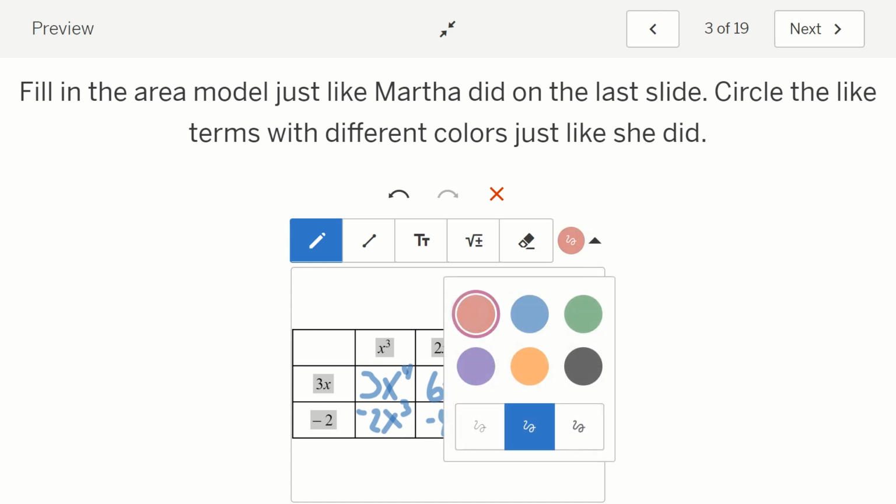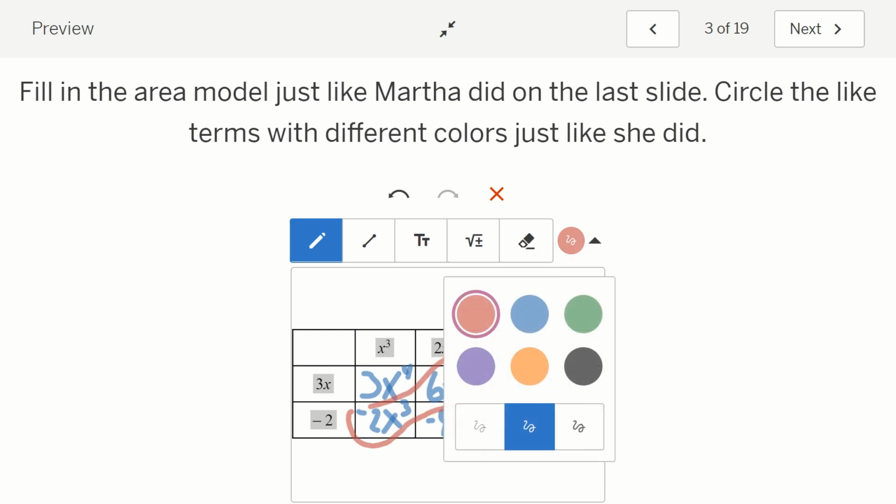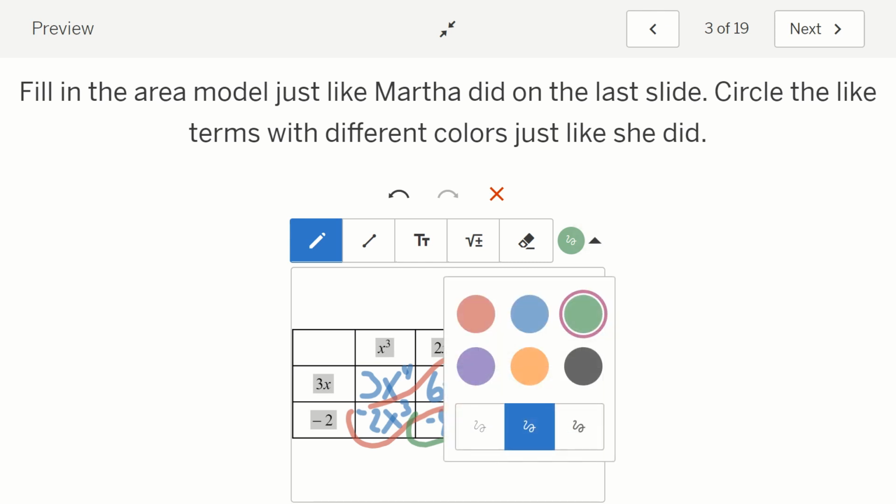And then we were asked to circle the like terms in different colors. We can go ahead and do that. And I'll use orange.